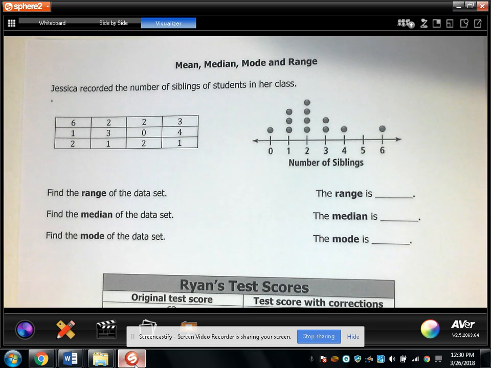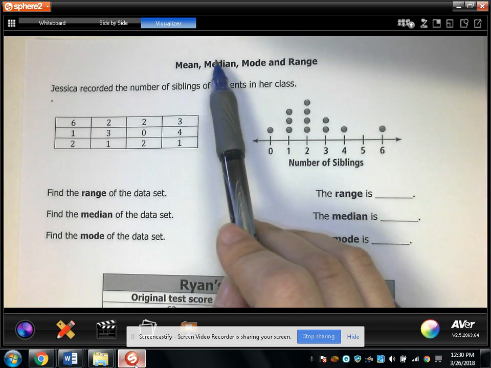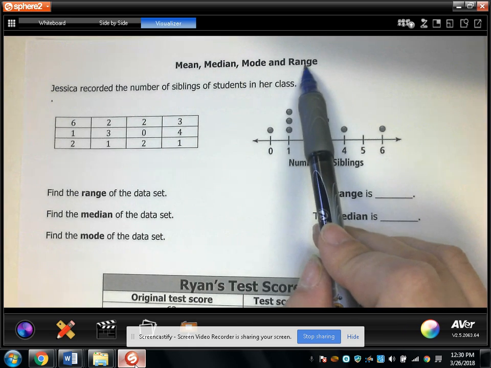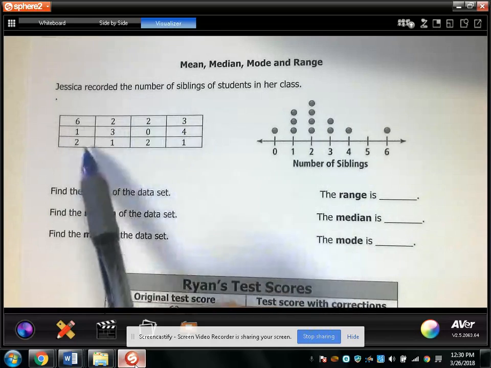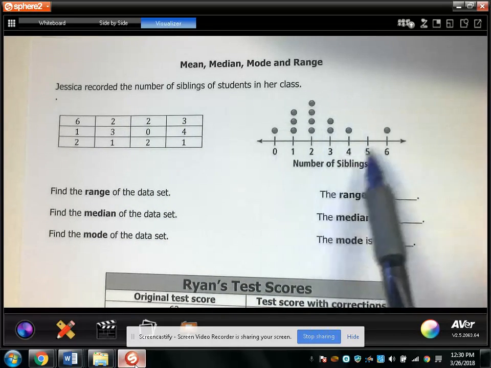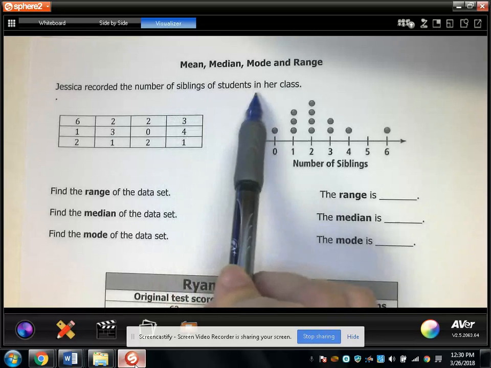Okay, in this video, I'm going to go over how to find the three measures of central tendency, mean, median, and mode, and I'm going to go over how to find the range of a data set. So we're going to start with this data set over here, which is modeled on a dot plot to the right. Jessica recorded the number of siblings of students in her class.